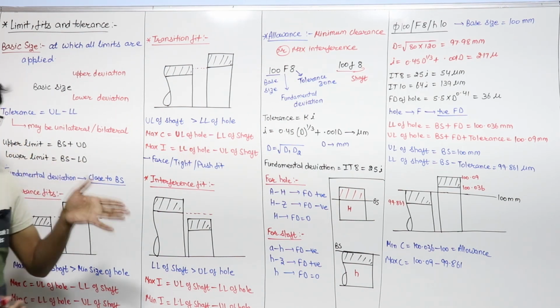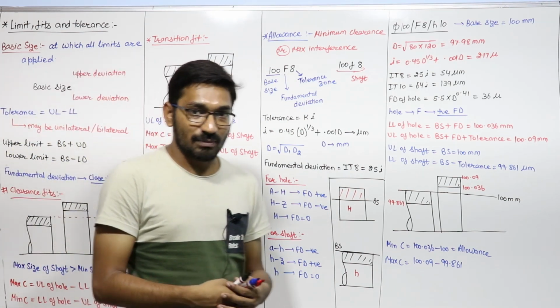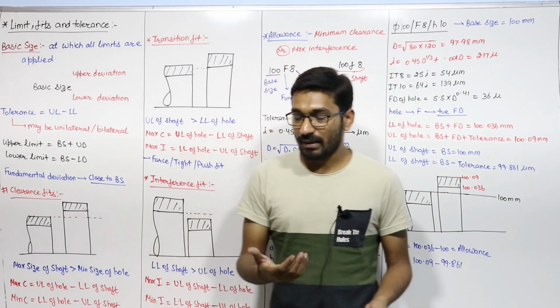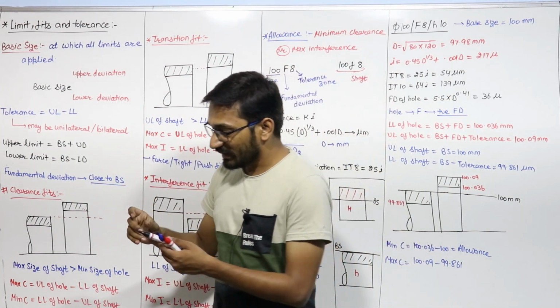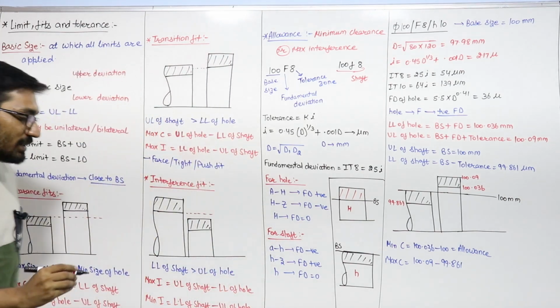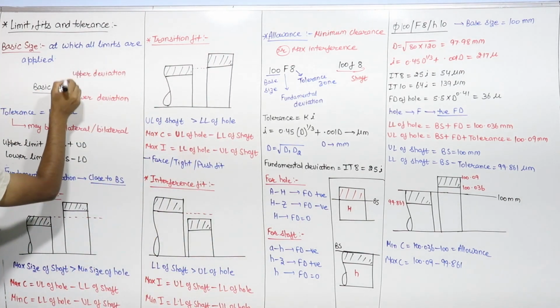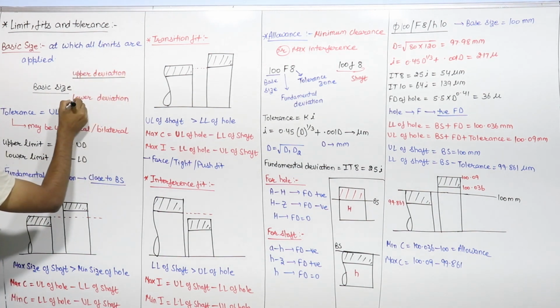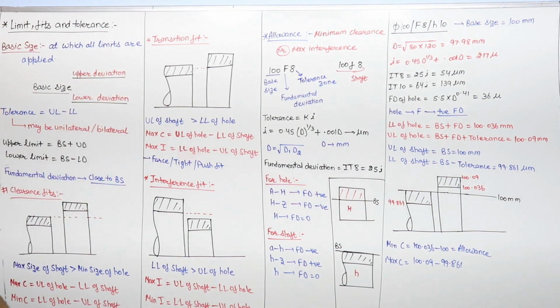Basic size is that size at which all the limits are applied, that is your lower limit or upper limit. So if we say that there are three parameters in the limits, fit and tolerance, one is the basic size, one is the upper deviation, and another one is the lower deviation.